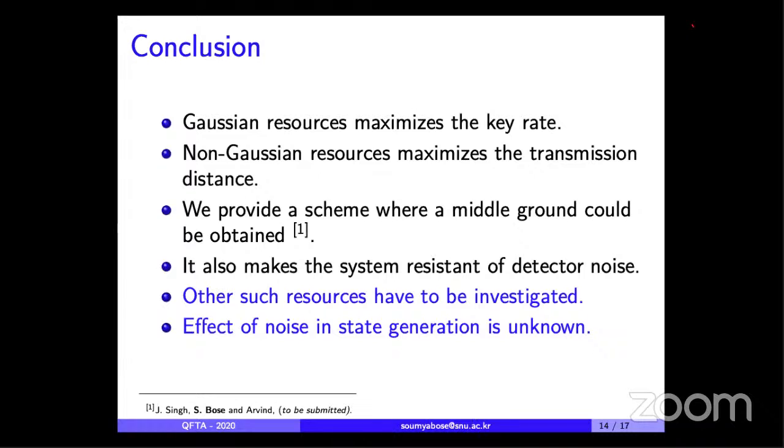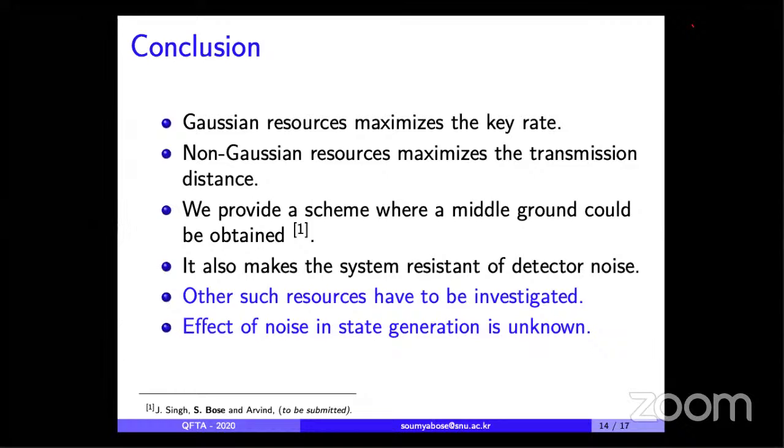One is whether there exists any other resource, because in recent times I just came to know that there is a work called almost deterministic photon subtraction. Earlier the photon subtraction process was probabilistic, but this is almost deterministic. So whether we get any advantage using that type of state generation.